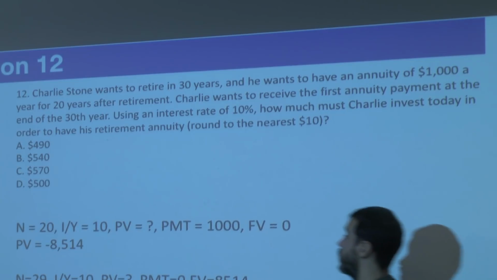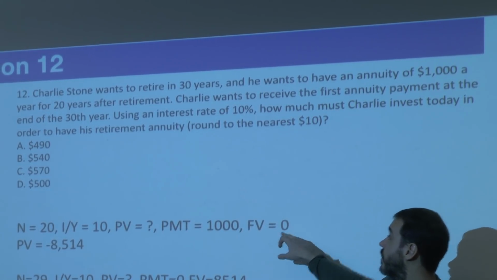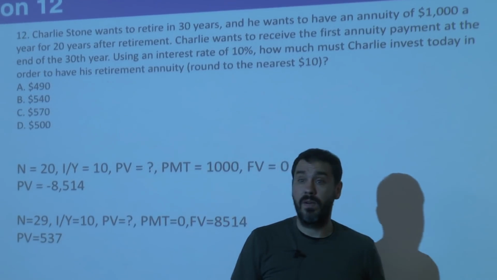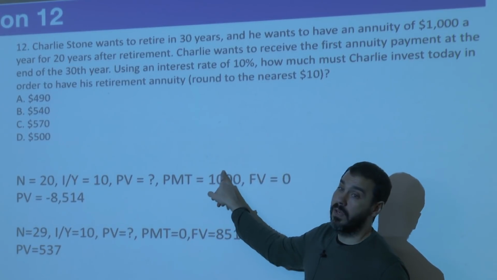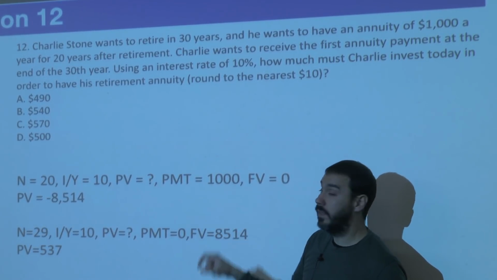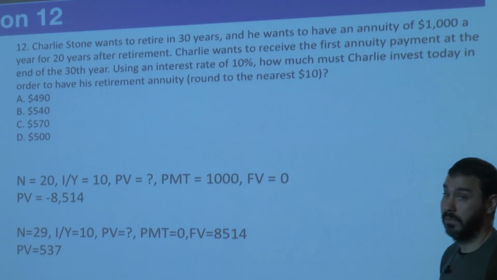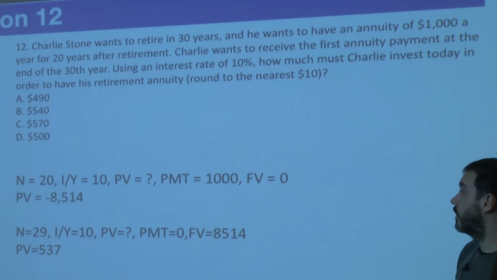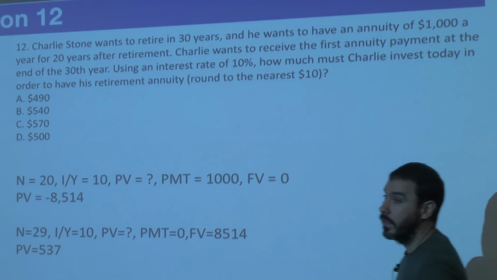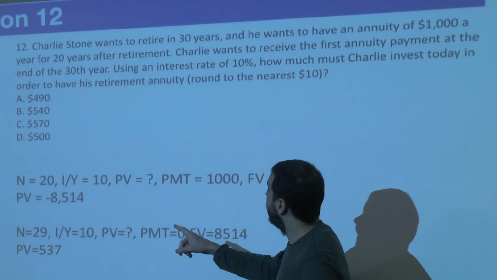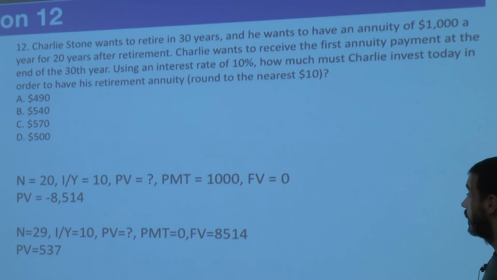So my N is 20. Interest rate is 10, payment is 1,000, future value is 0. Solve for present value. This tells me, in order to be able to generate these $1,000 payments for 20 years, I need to have $8,514. When do I need to have that? Say it again. At the beginning of year 30. That's right.